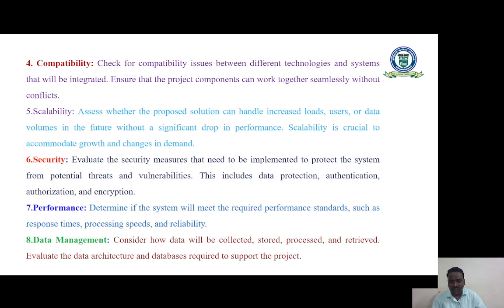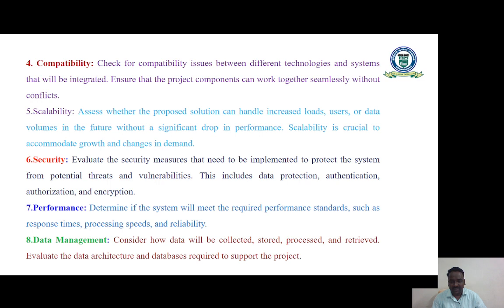Sixth one, security. Evaluate the security measures that need to be implemented to protect the systems from potential threats and vulnerabilities. This includes data protection, authentication and authorization and incorporation.